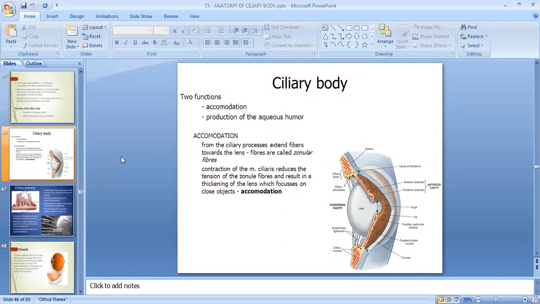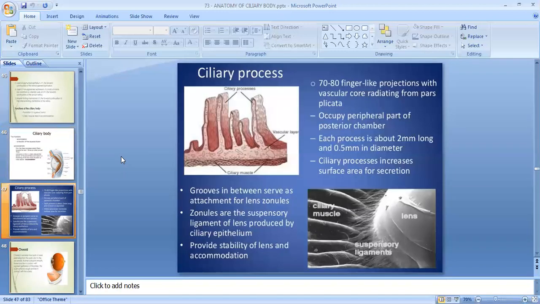So, what is accommodation? From the ciliary processes extend the fibers towards the lens. These fibers are called the zonular fibers. The contraction of the muscular ciliaris reduces the tension of the zonule fibers and results in a thickening of the lens which focuses on close objects, and this is called the accommodation.